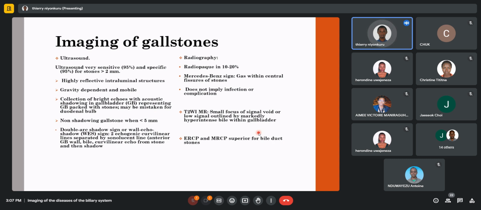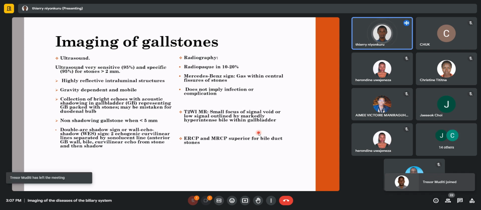For the imaging of gallstone, ultrasound has high sensitivity and specificity for stones greater than 2 millimeters, where we see a highly reflective intraluminal structure with posterior shadowing. It is gravity dependent and mobile when changing the position of the patient. When there is a collection of bright echoes with acoustic shadow in the gallbladder, it may represent a gallbladder packed with stones, which can be mistaken for an adenomyomatosis.